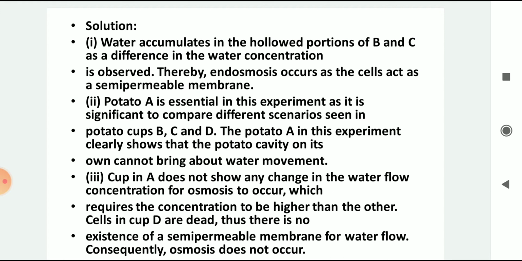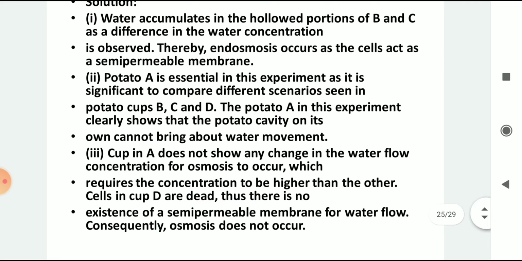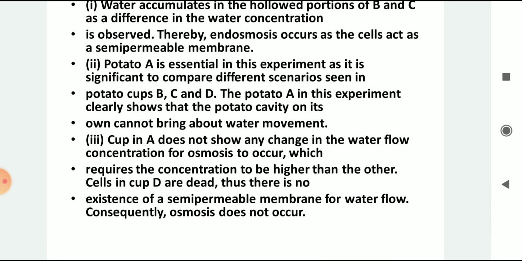Why is potato A essential? Potato A is essential in this experiment as it is significant to compare. This is important. Why? To compare how the process of osmosis occurs in other potatoes but not in this. What is the significance of potato A?